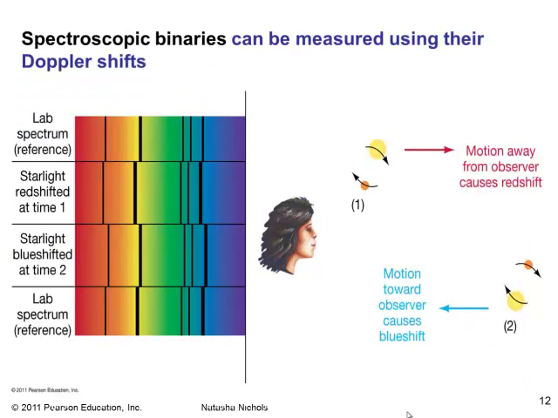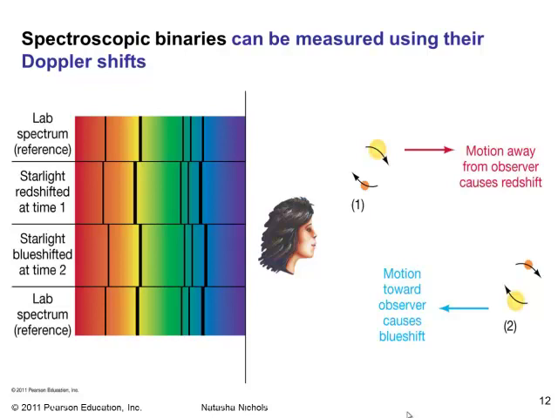We can also have what is called a spectroscopic binary. And spectroscopic binaries can be measured using their Doppler shifts. So what we do is we measure the periodic Doppler shift of one star relative to the other as they move in their orbits. Here we have a so-called single line system in which only one spectrum from the brighter component is visible. Reference spectra are shown at top and bottom on the left in this picture.